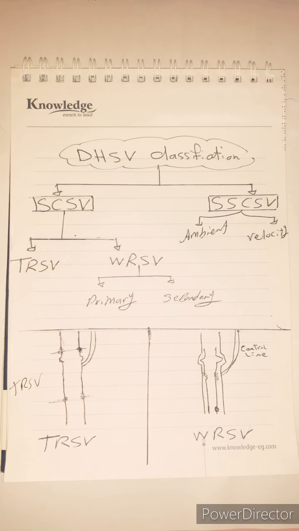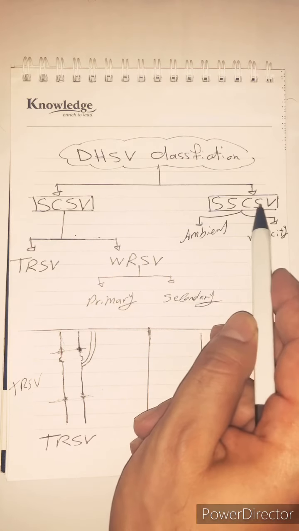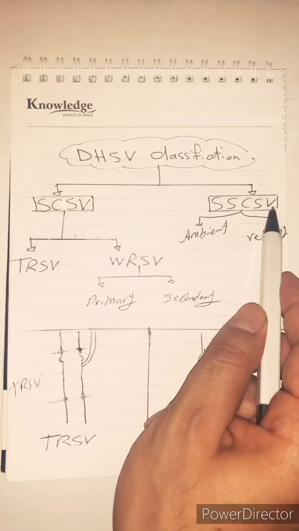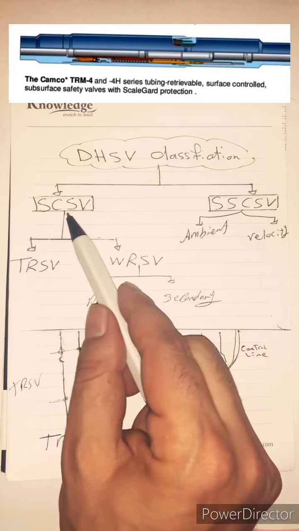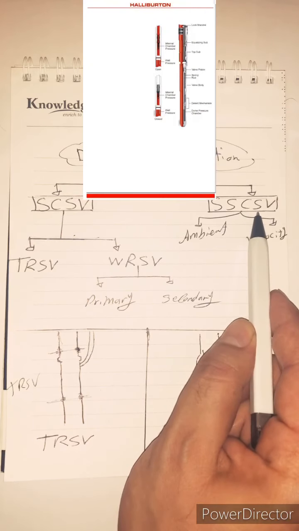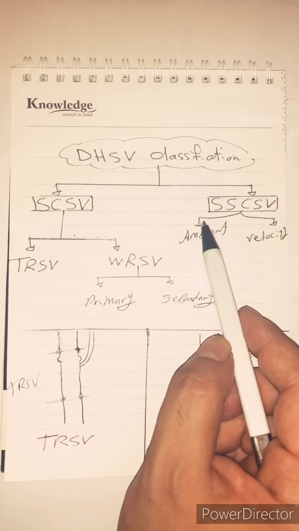Downhole safety valves are classified into two main categories: SCSSV, surface controlled safety valve, and SSCSV, which stands for subsurface controlled safety valve. A surface controlled safety valve can be controlled from the surface through the control line, but a subsurface controlled safety valve operates by downhole exchange. That means the control line is inoperable.